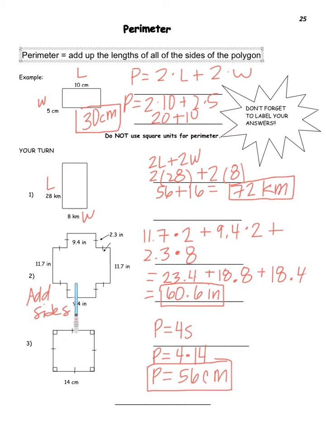For number 2, I kind of used a shortcut here. I said 11.7 times 2 plus 9.4 times 2 plus 2.3 times 8. Then I added everything up and got 60.6. But you also could just add up all the sides. Keep in mind, these lines right here mean that those sides are congruent. Number 3, P equals 4 times S. It's a square. So that's 4 times 14, which is 56.